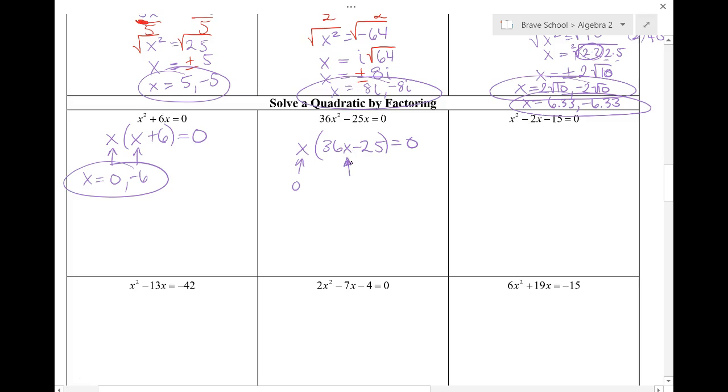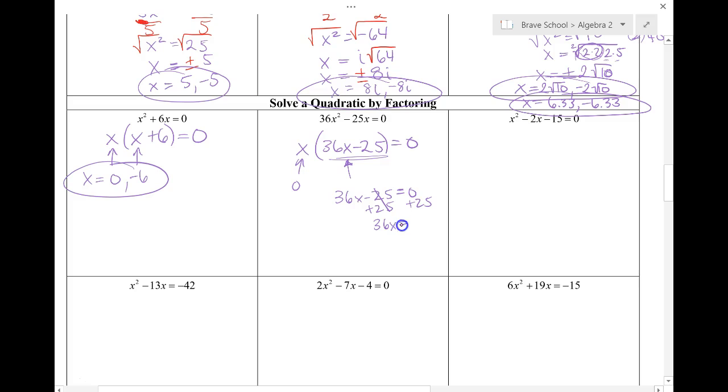This is a little different. So what I'm going to do is pull this whole part off to the side and set it equal to 0, because I need to find what number will make this equal 0. And it's obviously going to be a fraction. So if I set it equal to 0 and solve for x, that will tell me what will make it equal 0. So let's add 25 to both sides to isolate x.